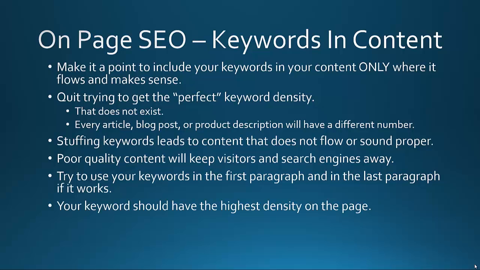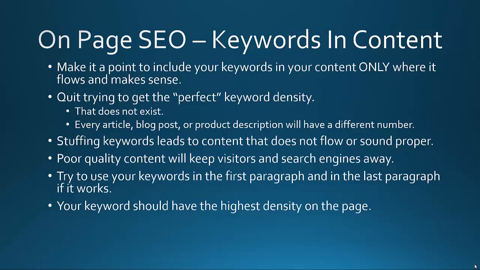Your keyword should have the highest density on the page if that's your main keyword. And when I say keyword density, I mean it's based on the number of words. Let's say it's a 500-word article and your keyword shows up 4 times. You would divide 4 into 500, and that would be your keyword density, to give you an idea. So for that example, your keyword should have the highest density on the page, which I believe would come out to be about 8% keyword density in that particular example.